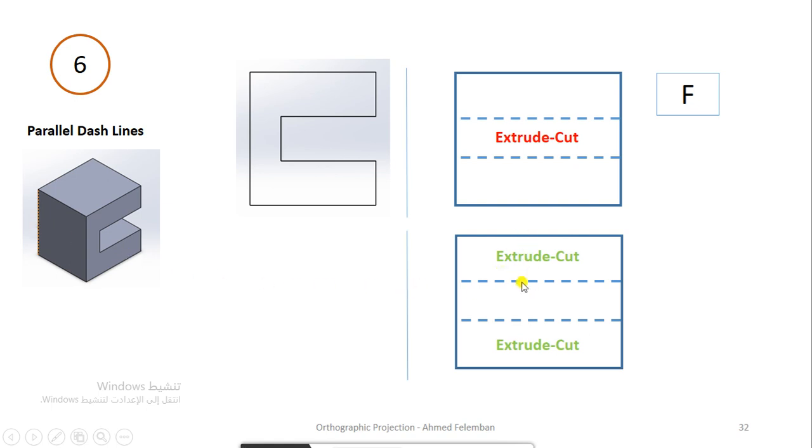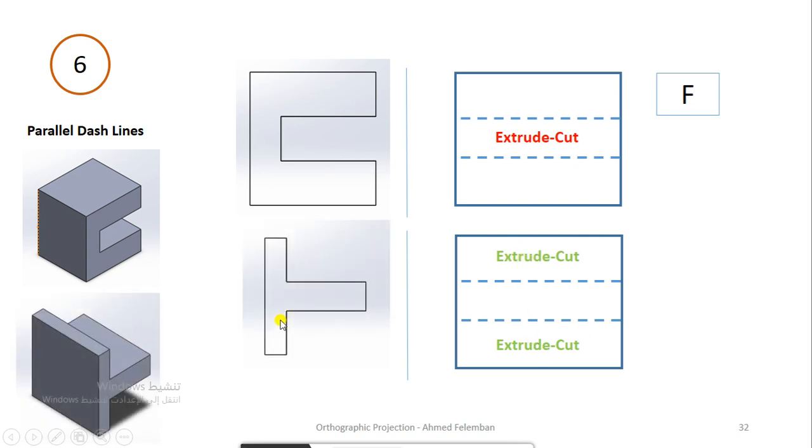Now how about this? If the cut is in the upper and lower level, okay, it's a T shape. So from here I see a rectangle, but with the extrude cut here and the extrude cut down. Okay, so a dash line means that there is an extrude cut, but not from this area. I can see it from the right area or the top area, and as you can see.